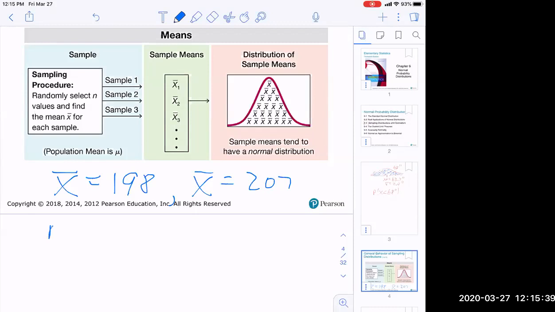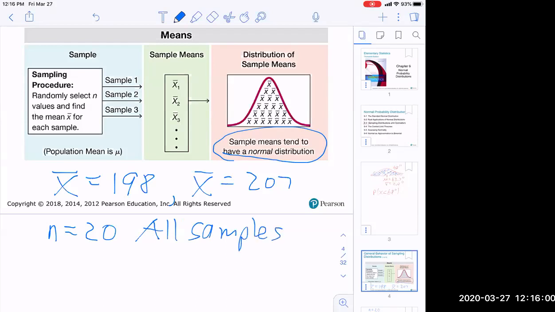So we had n equals 20, our sample size. So this is huge right here. Sample means tend to have a normal distribution. And so if we had all samples of size 20 with the bears and their weights, we would get that distribution. There just happens to be a few of those.